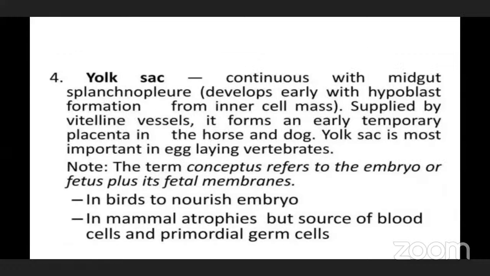Next is the yolk sac. The yolk sac is continuous with the midgut, and that midgut is splanchnopleure, and it develops early in hypoblast formation from the inner cell mass, and it is supplied by vitelline vessels, and it forms an early temporary placenta. In horse and dog, it will form a temporary placenta, and this yolk sac is most important in egg-laying vertebrates.